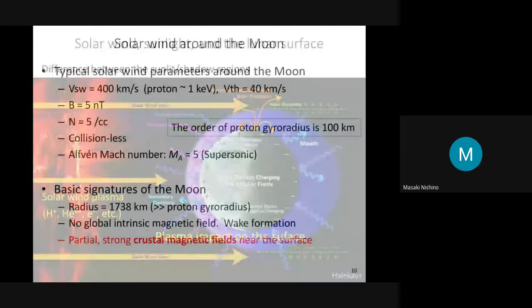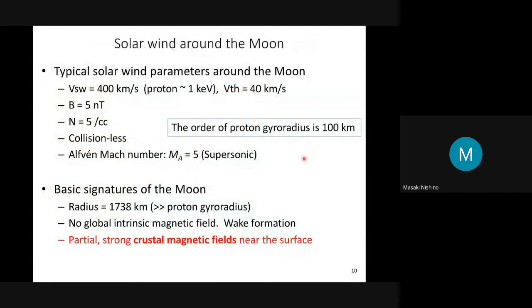And the spatial scale is very important, because the solar wind proton gyro radius is about 100 kilometers under the condition of typical solar wind parameters around the moon. And please note the lunar radius is about 1,700 kilometers, and this is much larger than the proton gyro radius.